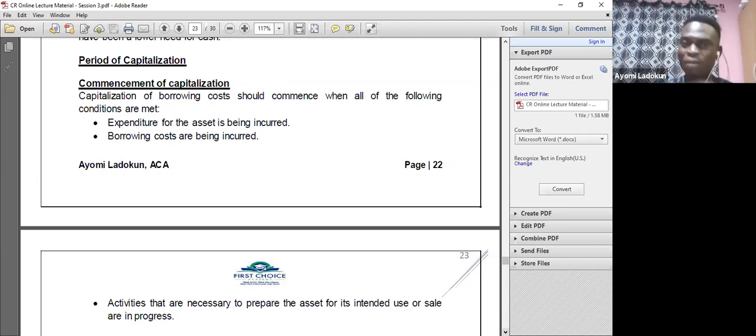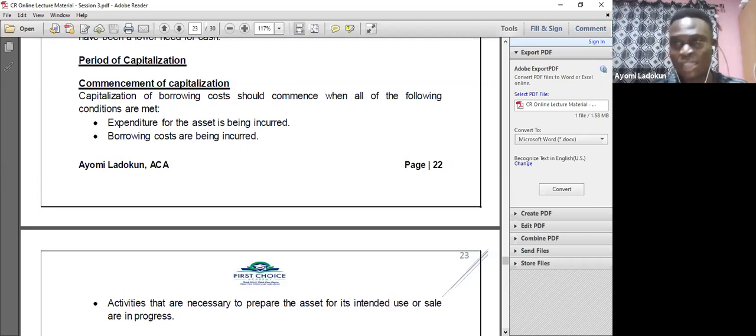Now, what do you mean by commencement of capitalization? It simply means, when do I start to capitalize? Don't forget, you cannot capitalize all borrowing costs. Before you can even consider capitalization, it has to be related to the construction, acquisition, or production of a qualifying asset. So once it's a qualifying asset and you have borrowed, when do you now commence capitalization of borrowing cost? Now listen, before you can commence capitalization of borrowing costs, 3 conditions must be met. Let me say that again.